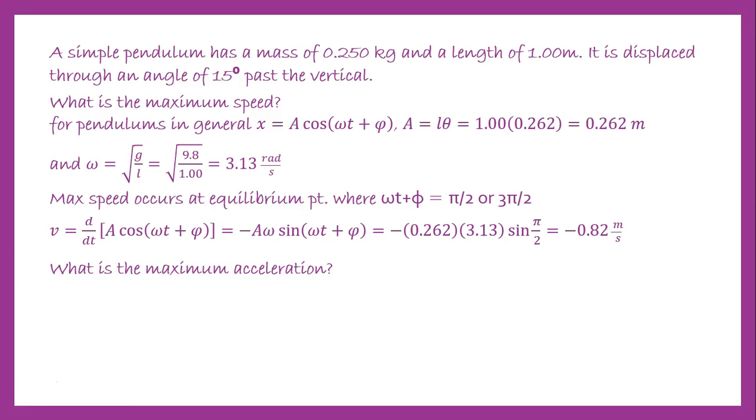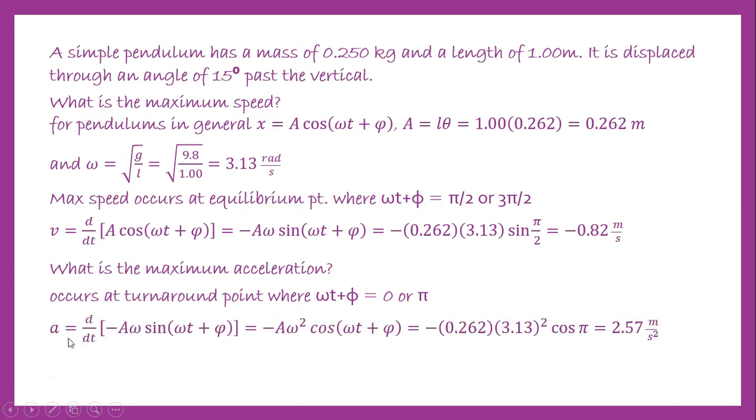Next, what is the maximum acceleration? Well, we know the maximum acceleration happens at the turnaround points, and this expression here is either going to be 0 or pi radians. And so we need to get our expression for acceleration. So I took our expression for velocity and took the derivative with respect to time, and that gave us this expression. And of course, when we take the cosine of 0 or the cosine of pi, we're going to get either 1 or negative 1. In this case, I used pi, which gives us negative 1, and the result is we get a positive acceleration of 2.57 meters per second squared.